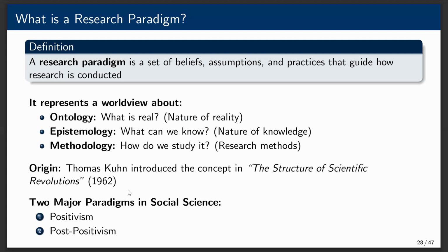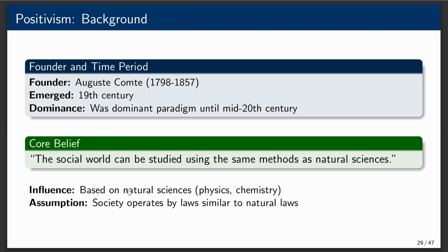So there are two major paradigms in social science. One is positivism. Second one is post-positivism. Positivism: what is the background and the time period? The founder is Auguste Comte. The period is 1798 to 1857. It emerged in the 19th century. It was the dominant paradigm until the mid 20th century.